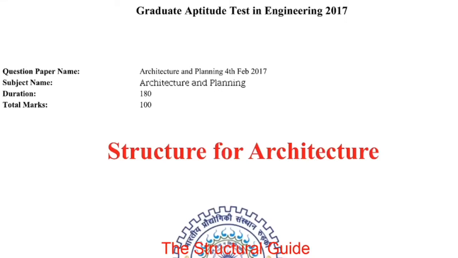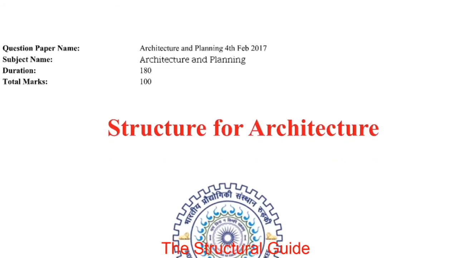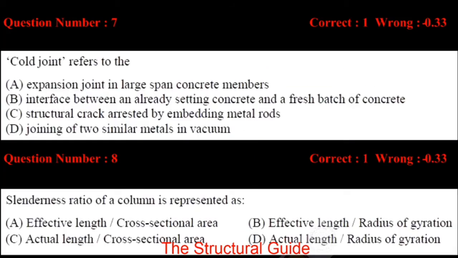In this video, I am going to discuss the GATE 2017 question paper. So let's move into the first question. The first question from the structure subject is question number 7, and the question is: cold joint refers to. The correct answer for this question is option number B. It is the interface between an already setting concrete and a fresh batch of concrete.